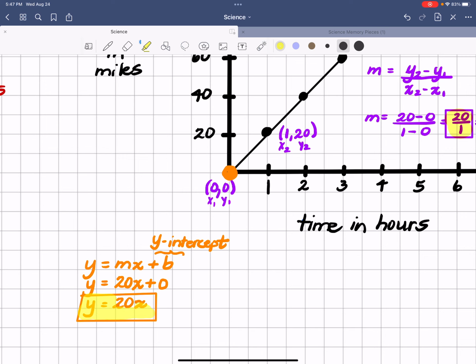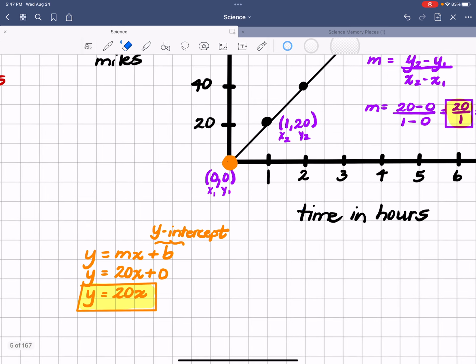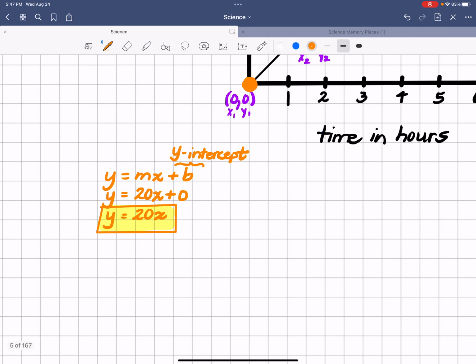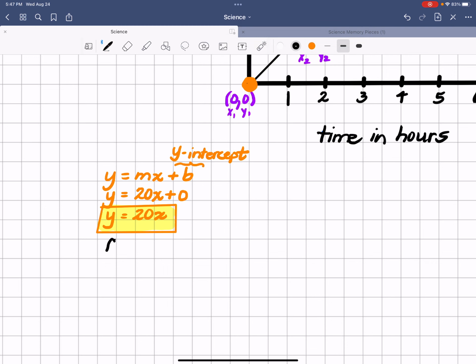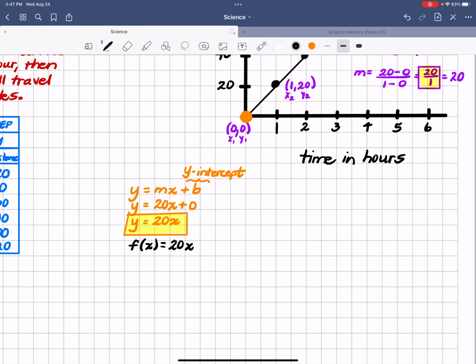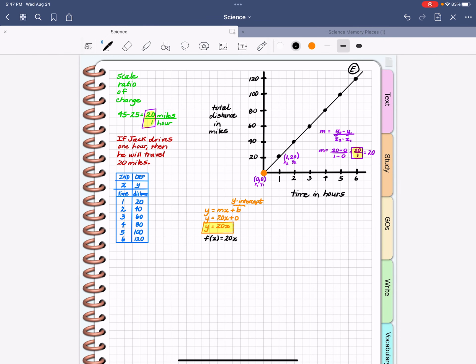The only other thing I could think of that they could ask you is what type of function it is. So if they put it in function notation, you would have f of x equals 20x. And it is linear. It's in a straight line. It has a positive slope because the 20 is positive. Also because it's going up. It's a positive slope. So they could ask that.